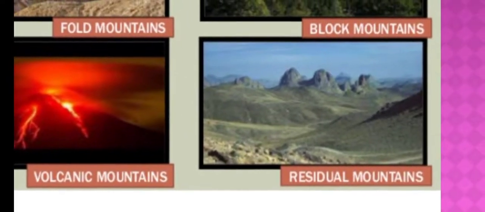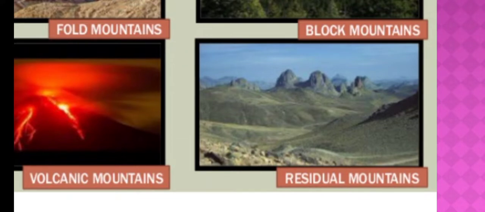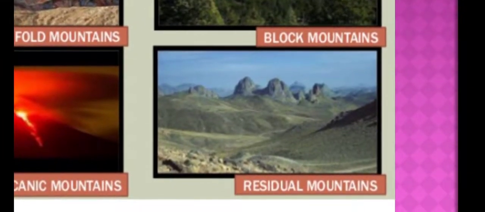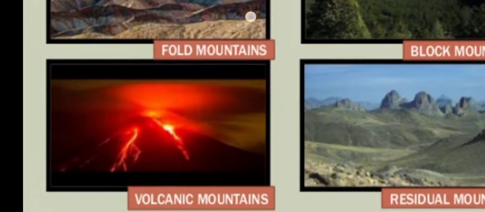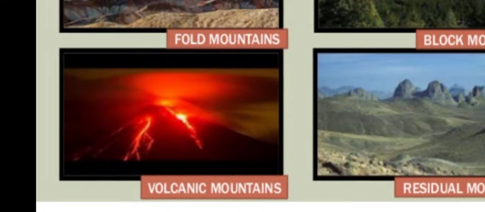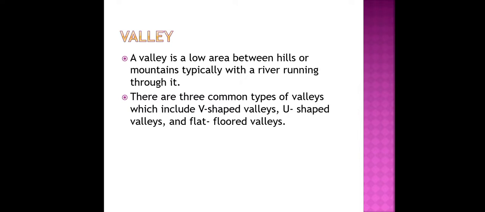And then the residual mountains. The residue or the waste which is left after the erosion, after the rest of the mountains, forms residual mountains, its own type of landform, which is called residual mountains. As you can see, they don't have a certain or perfect shape, as block mountains, fold mountains, or volcanic mountains possess. So, then comes a valley.